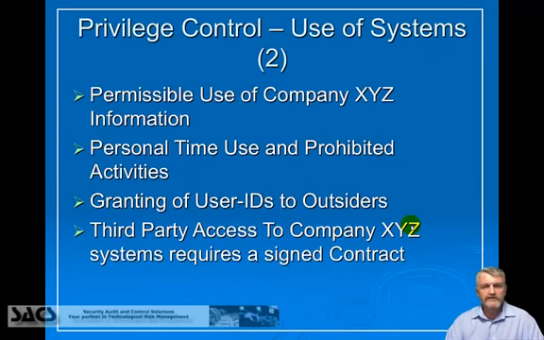Then permissible use of company XYZ information. This is really critical, from access to information, disclosure of information. Personal time use and prohibited activities. This should be use of systems but normally covered under the acceptable use policy. Granting of user IDs to outsiders. A definite no-no. Never sharing those, and it should be covered in some of your policies. Third-party access to company XYZ systems requires a signed contract. You must make sure there's a service level agreement.